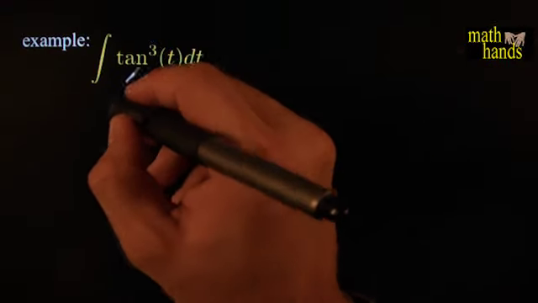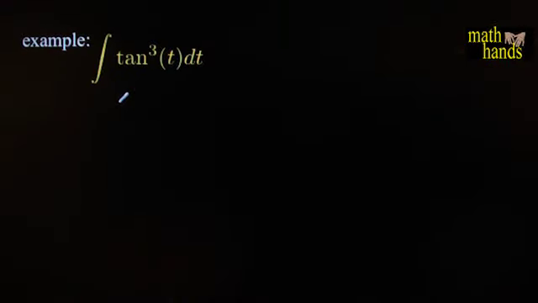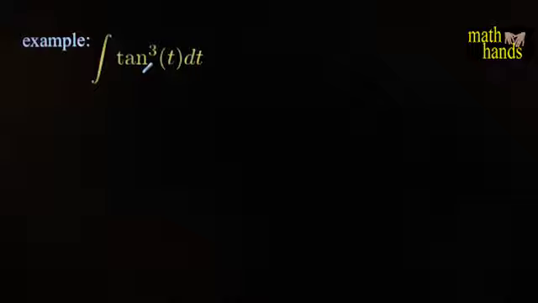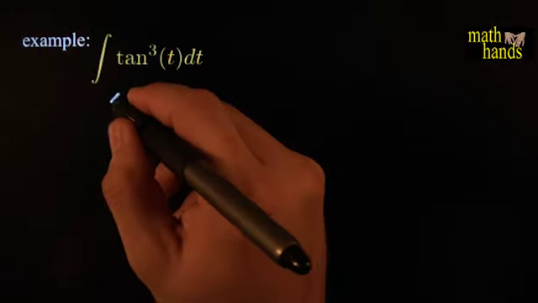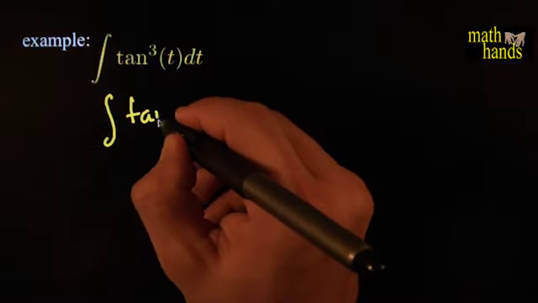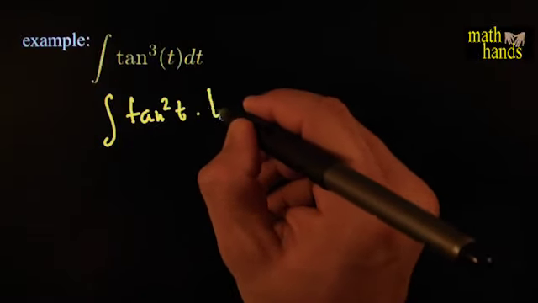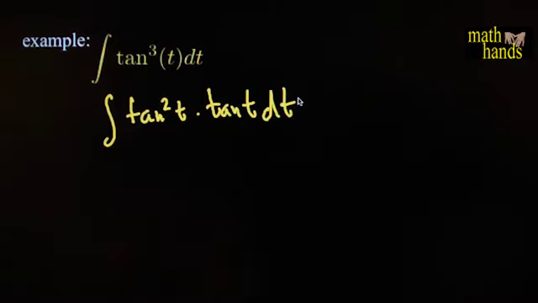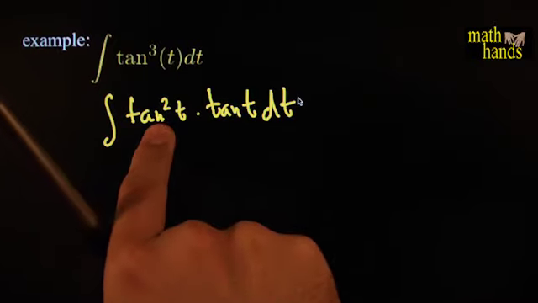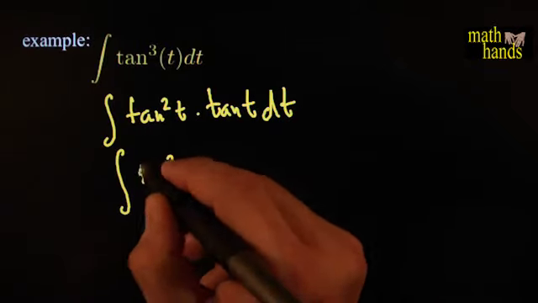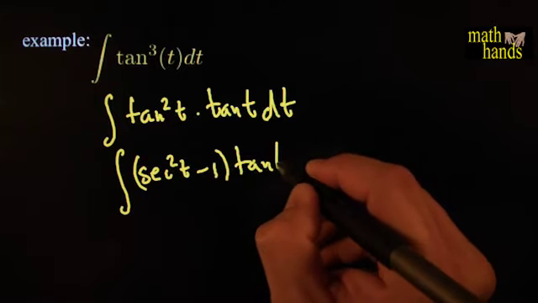Let's try tangent to the third. What do you think we could do on this one? Maybe try the earmarking thing? No. Maybe. What if we do it like this? Tangent square t, tangent t dt. Then what? Well, we could certainly exchange that one. That one has a famous exchange rate. It's secant square t minus 1 times tangent t dt.